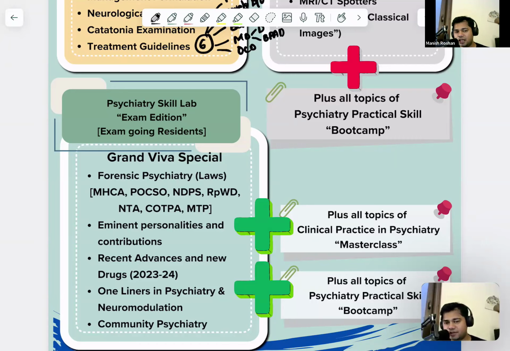After covering this, we'll be looking at the National Mental Health Program, how it was formulated, what were the important steps, at what time the act came, at what time the program came, at what time the National Mental Health Plan came. All specific portions of that will be covered under the heading of community psychiatry. We'll also be looking at the important developments that have been made in the field of community psychiatry in the past few years. So the exam edition covers all these topics.